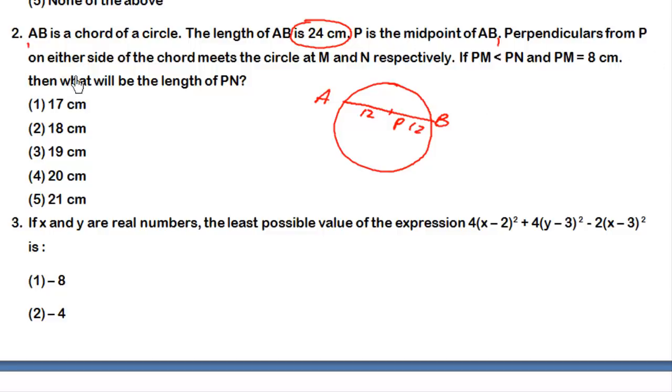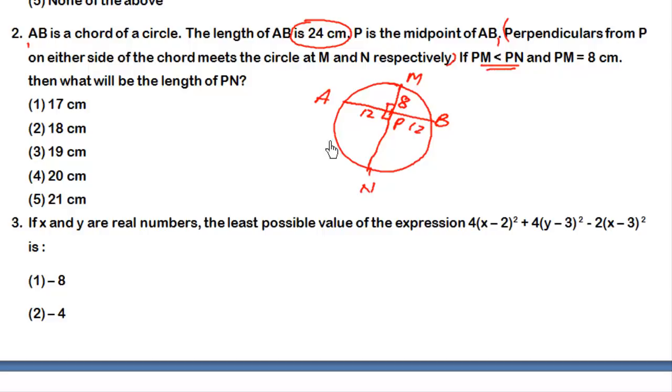Now the perpendicular from P on either side of the chord meets the circle at M and N respectively. So this means that on the upper half and the lower half there are two points M and N. So this is N and this is M, and this meets at a perpendicular, so this will be 90 degrees. The second line says that PM is less than PN, which is not of much concern, and the value of PM is 8. So this value is 8 and we need to find PN.